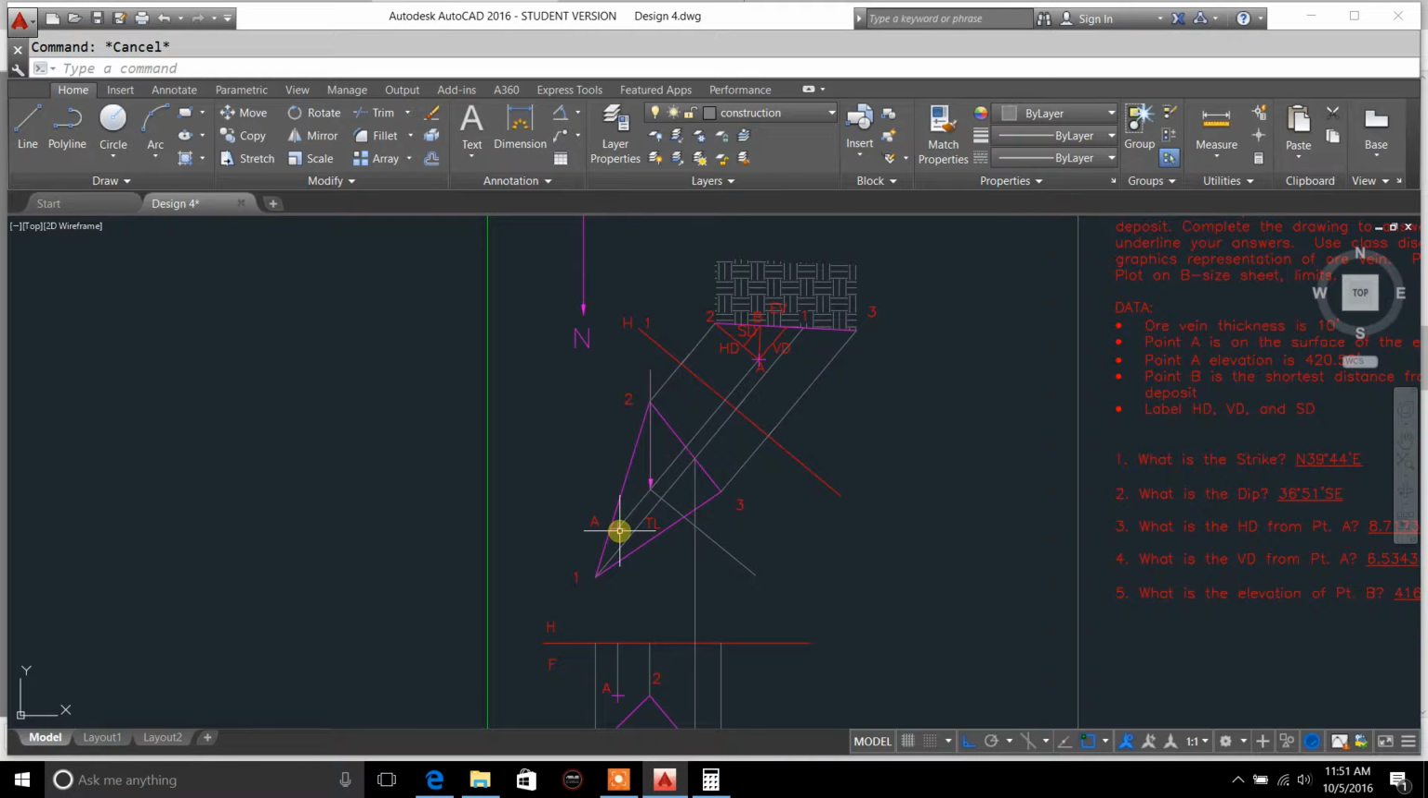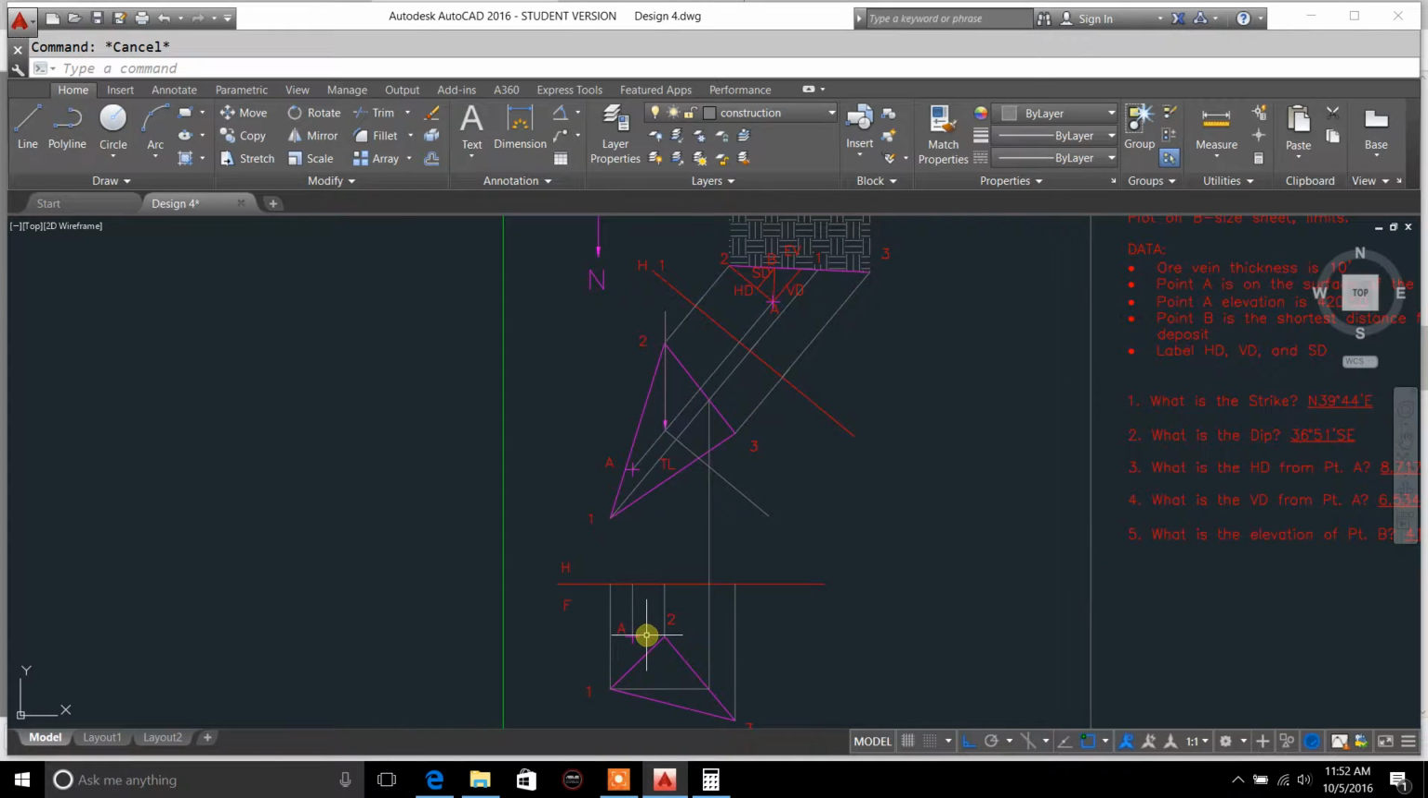Point A simply transfers up, but before you can transfer this point up, you've got to get your horizontal reference plane going. So you need to draw a perpendicular line to the true length line. That's this line here.